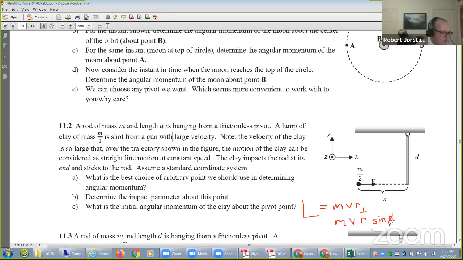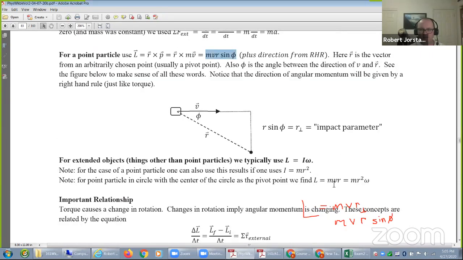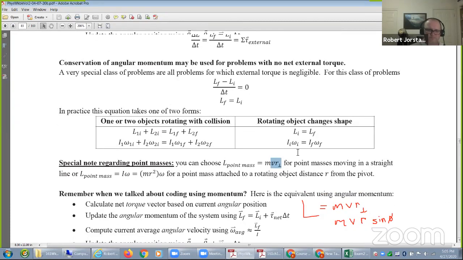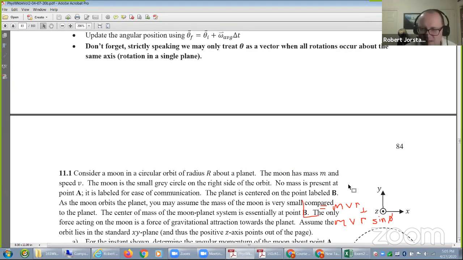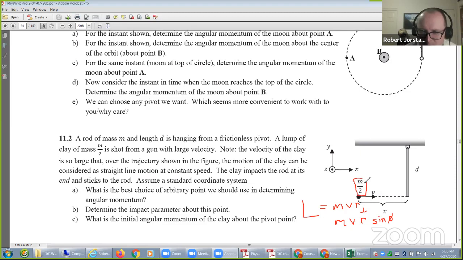So take a second to look on the previous page in your workbook, because if I keep going back, it'll be crazy. I guess I'll show you it really quick. This right here, this MVR. Usually we say this for a point particle, MVR perpendicular. Okay, so going back. Apologies for scrolling all over on you. In this case, I hope you agree, what's the mass we should use in this problem? m/2. The speed is v. And then the r perpendicular is d.